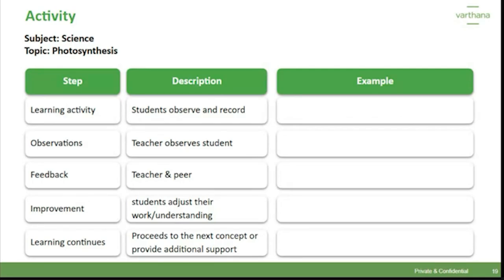There could be 3 or 4 groups. We can observe what they are sharing, their thoughts on photosynthesis, what they have learned from the lessons. Then the fourth one is to define and revise. Then while observing, we can give them feedback accordingly.